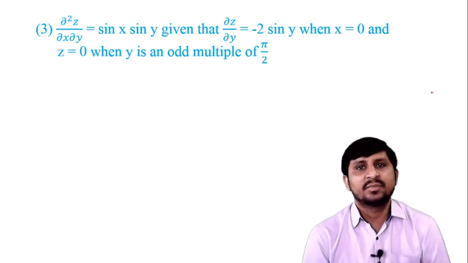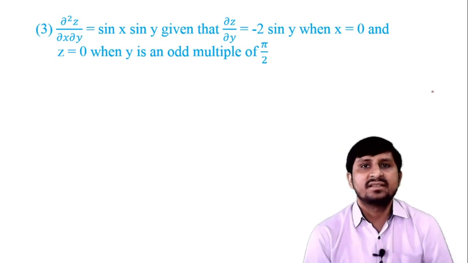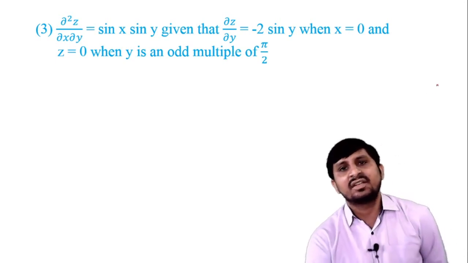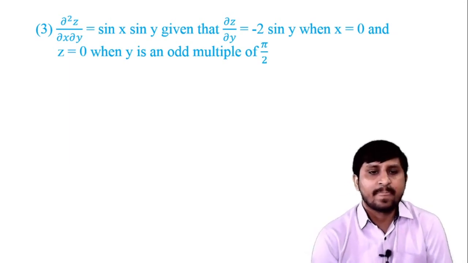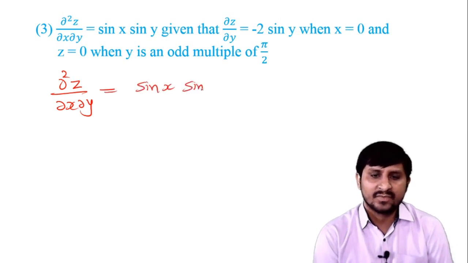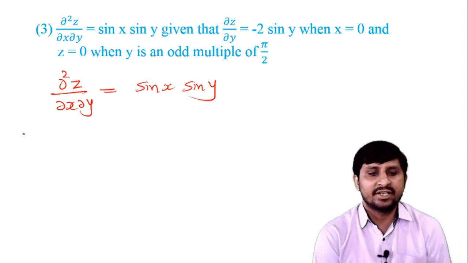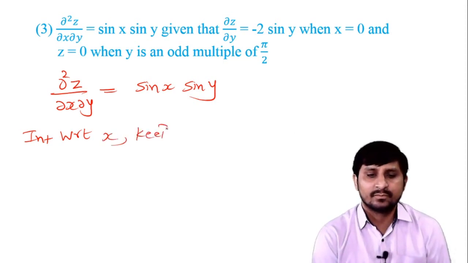Now this example is quite interesting because this is an initial value problem. Initial value problem means that using some condition which is given in the example, you can easily find the value of the constant function. So what is my function? First of all, let me write down the equation once again: del square z by del x del y equals sin x times sin y. First I integrate with respect to x, keeping y as a constant.